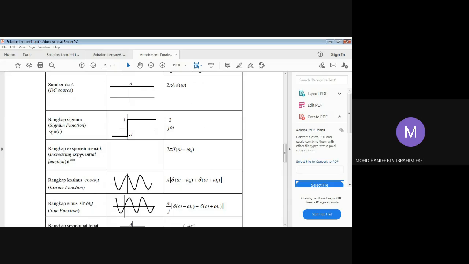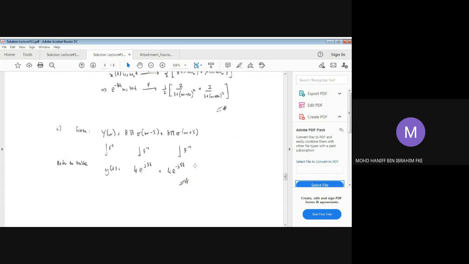By comparing the time domain and frequency domain, straight away we can write that for 8 pi delta omega minus 5, its inverse Fourier transform will be 4 exponential j5t, and for 8 pi delta omega plus 5, its inverse Fourier transform will be 4 exponential negative j5t. That should be the answer, the inverse Fourier transform for Y omega. The question is straightforward. Let's have a look at another example before we end the class today.